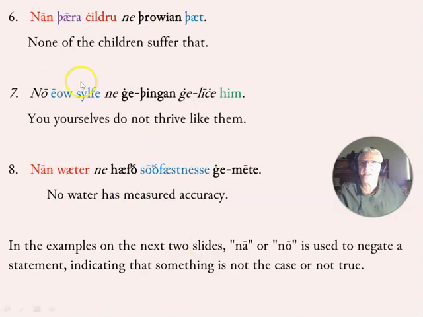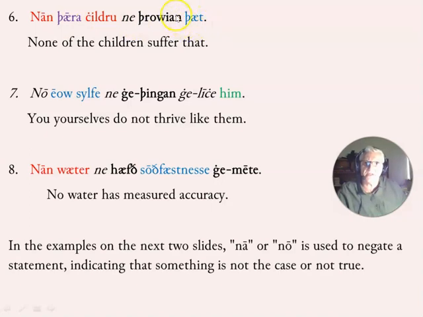Anyway. Next one. Nan thar childru near throwian that. None of the children suffer that. None, no one, not any of the children suffer that. Okay. Thar there is the demonstrative tha, plural and genitive. So when you add childru, that is children. So none of the children suffer that.